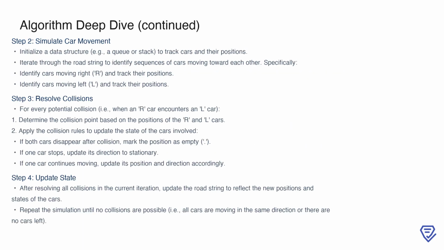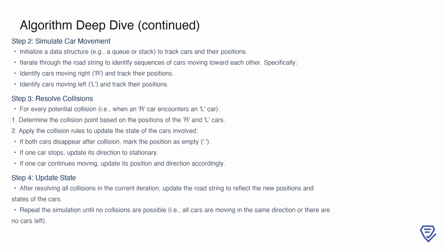Once the input has been parsed, the next step is to simulate the movement of cars along the road. To do this effectively, we initialize a data structure, such as a queue or stack, to keep track of the positions and directions of cars. As we iterate through the road string, we identify sequences where cars are moving toward each other. For example, we track the positions of R cars moving to the right and L cars moving to the left. With this setup, we then proceed to resolve collisions.